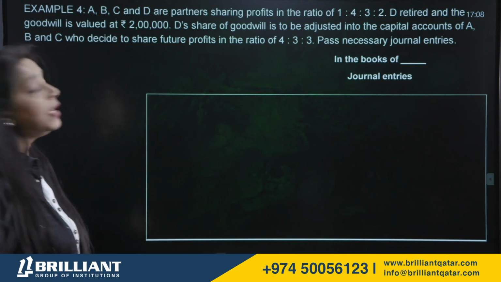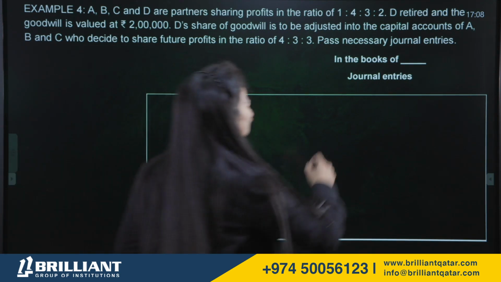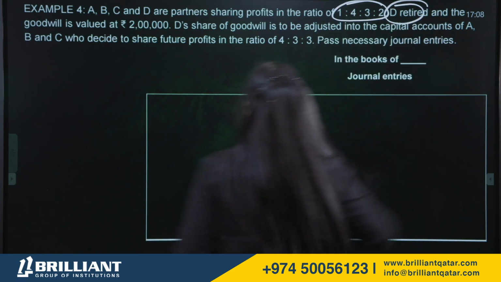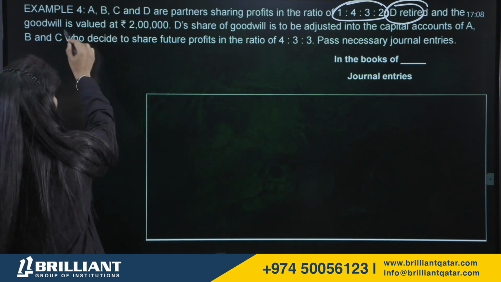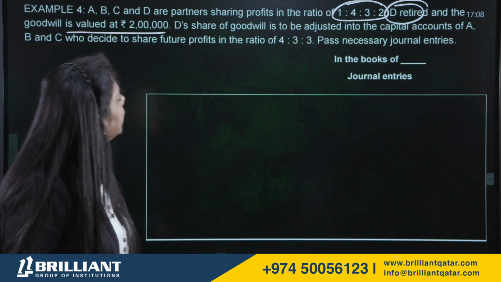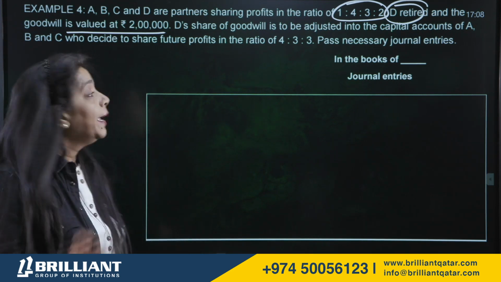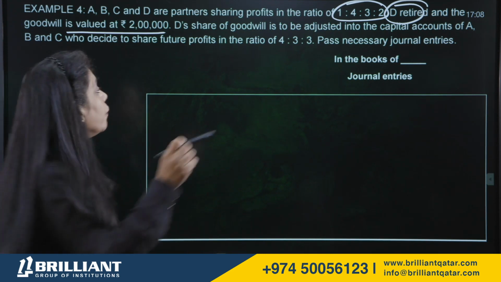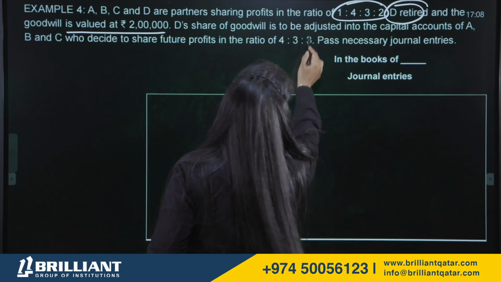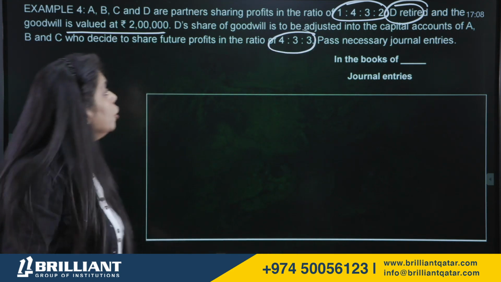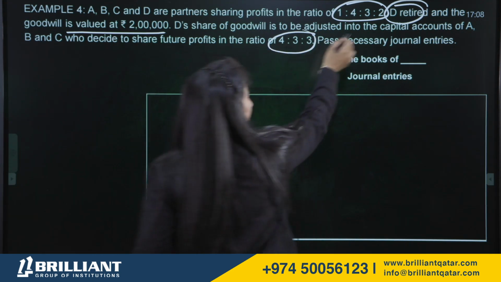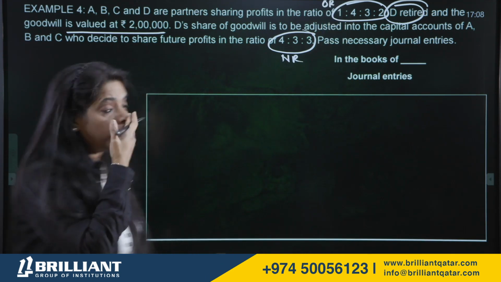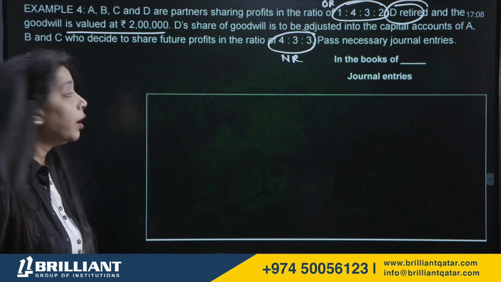That is, A, B, C are partners sharing profits in the ratio of 1:4:3:2. D retired and the goodwill is valued at rupees 2 lakh. D's share of goodwill is to be adjusted into the capital accounts of B and C, who decide to share the future profits in the ratio A, B and C in the future profit sharing ratio 4:3:3. So in this question, 1:4:3:2 is your old ratio and 4:3:3 is your new ratio. You have to pass necessary journal entry for goodwill.